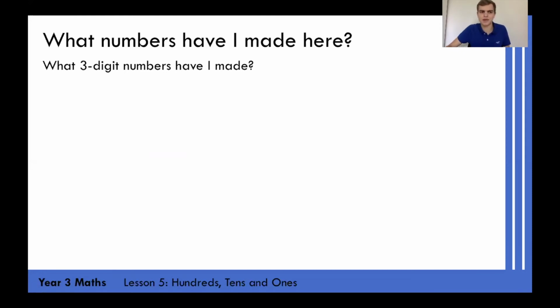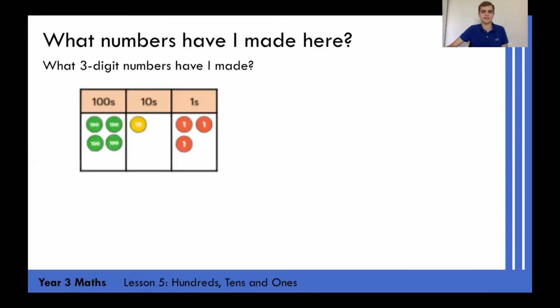I've made some numbers out of place value counters, and I want you to tell me what number I have made. So here's the first one. So let's have a look. How many hundreds counters have I got? How many tens counters have I got? And how many ones counters have I got in my ones column? Call out what number you think I have made. Well done.